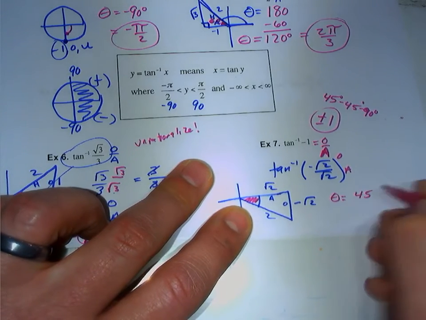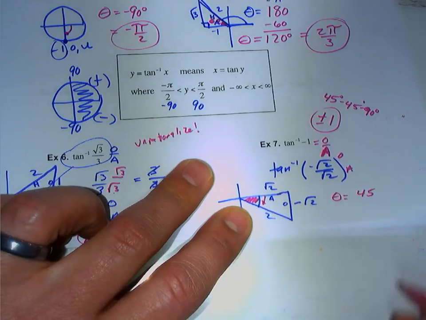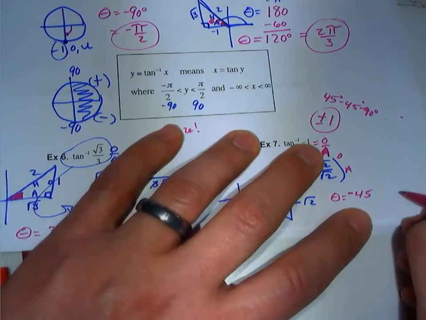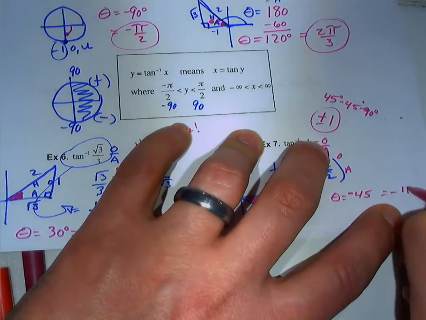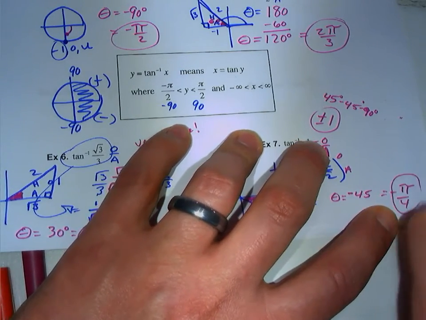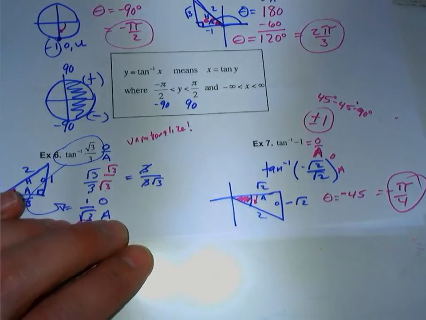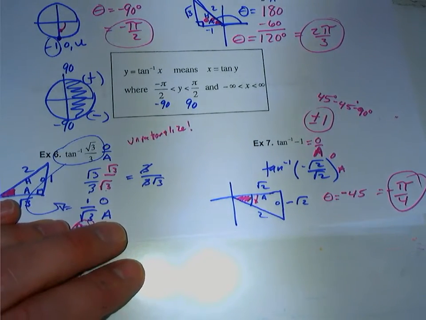-45, but it's going down, right? So it's got to be -45 degrees, which is, yep, -pi over 4. Very good. So final answer, I should get -45 degrees, which is -pi over 4.